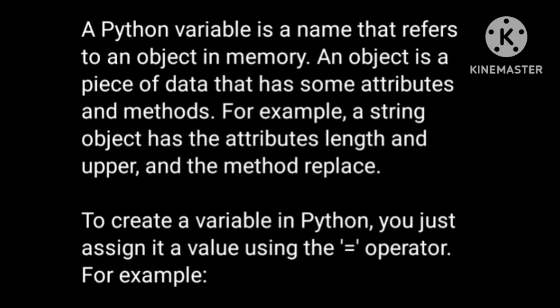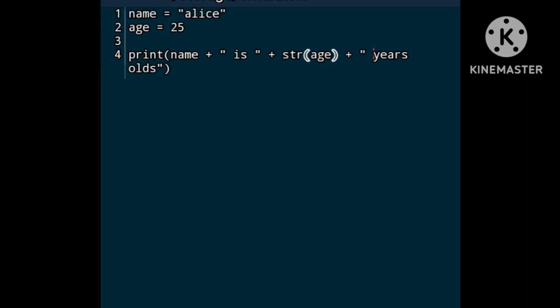To create a variable in Python, you just assign it a value using the equals operator. For example, name = "Alice". name is a variable that refers to a string object. age = 25. # age is a variable that refers to an integer object.